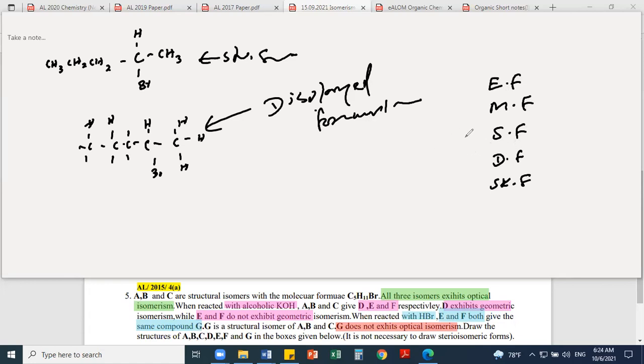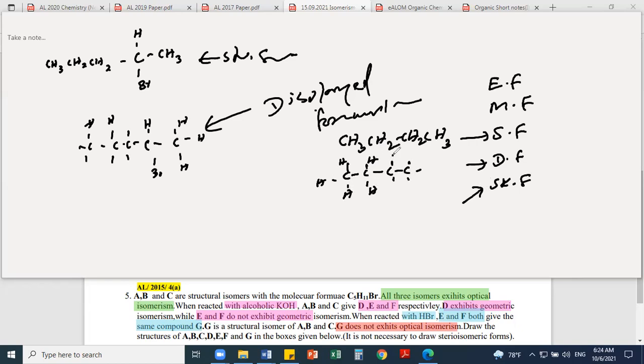I'll give one example. If I take CH3, CH2, CH2, CH3, this is butane. This is the structural formula. The displayed formula you have to draw like this, with all the connectivity of all the bonds. So if you are going to draw the skeletal formula for this, I'll write CH3, CH2, CH2, CH2, CH3, like that. Then the skeletal formula you can draw like this.